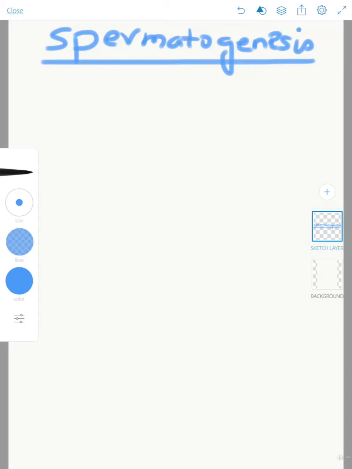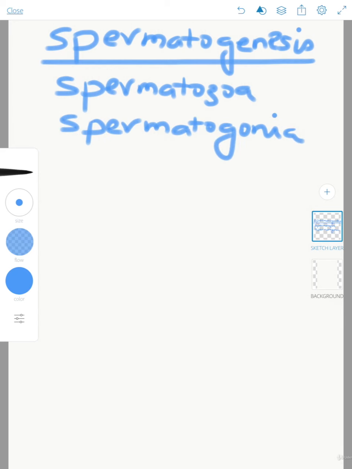Okay, the topic is spermatogenesis. Spermatogenesis refers to development of spermatozoa, that is the sperm, from the spermatogonia, which is the primitive germ cells. In humans, the whole process, which is called spermiogenesis, takes 74 days. And it occurs in the seminiferous tubules.